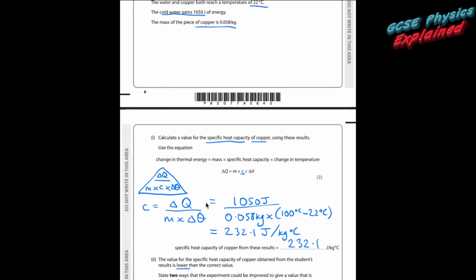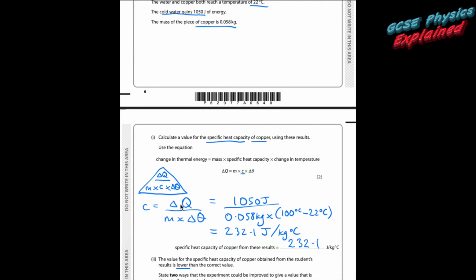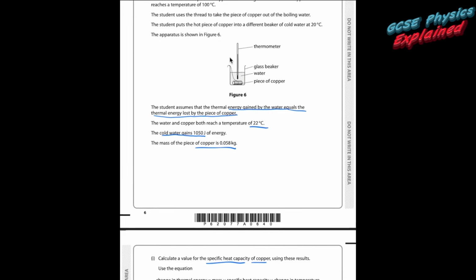Now they're basically pulling that hot piece of copper out of that water. They've got to move it and dunk it into there. Now it will definitely lose some heat energy on the way across. So that would mean that the amount of energy that they've said, the 1050 that's gone into the cold water, not all of it actually went into the cold water. Or pop a lid on there to make sure that it stays in the cold water.